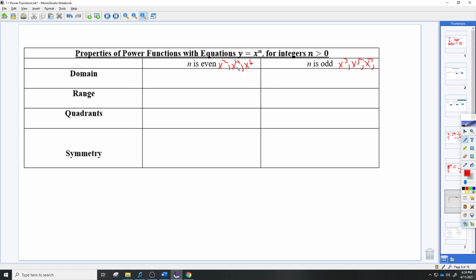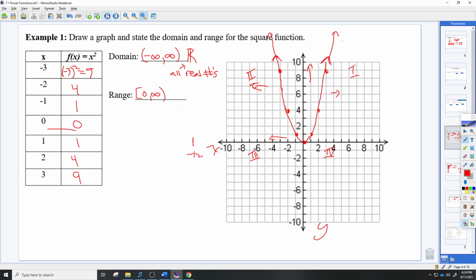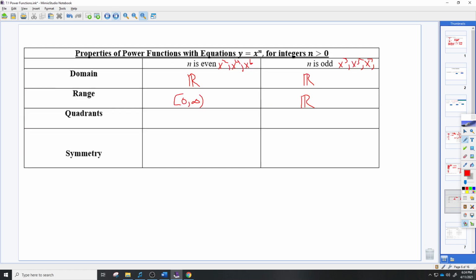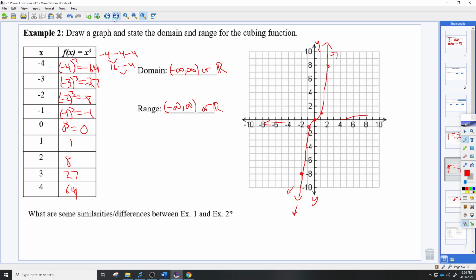All right, the domain is the same every time for the even ones, which we had. I'm just going to use the R symbol. Also, when it was odd, it was also the R symbol. When it's odd, we use the R, all real numbers. The range here when it's even, however, was from 0 to infinity. Quadrants, if you want to go back, you can check it out. Even is 1 and 2. Odd is 1 and 3.